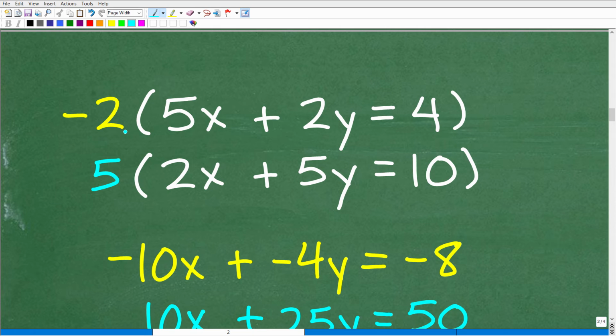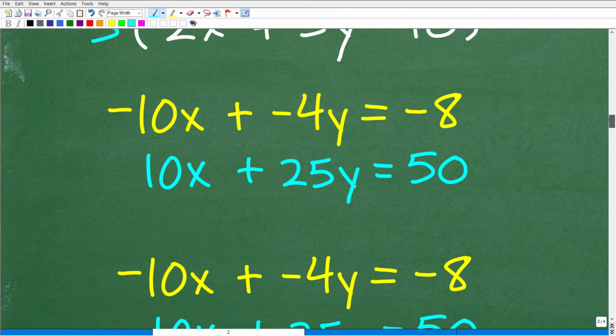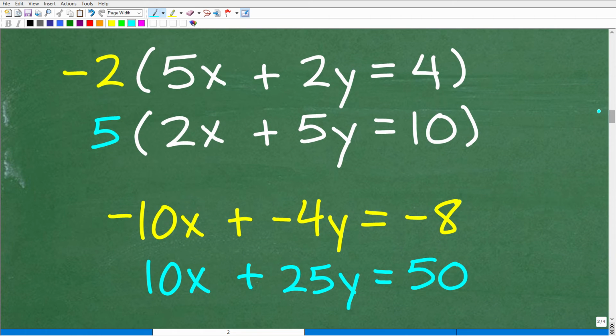Okay, so here's what I'm going to do. I'm going to multiply this first linear equation by negative 2, and then I'm going to multiply this second linear equation by 5. So let's go ahead and do that right now. All right, so when I do this, let me just show you the work. So negative 2 times 5x, negative 10x, negative 2 times this 2y, negative 4y, negative 2 times this 4 is negative 8, and 5 times 2x is a positive 10x, 5 times 5y, positive 25y, 5 times 10, of course, is 50. Okay, so now I have an equivalent system.